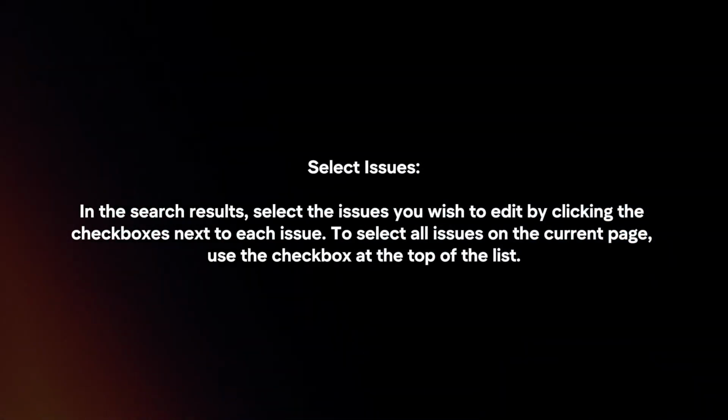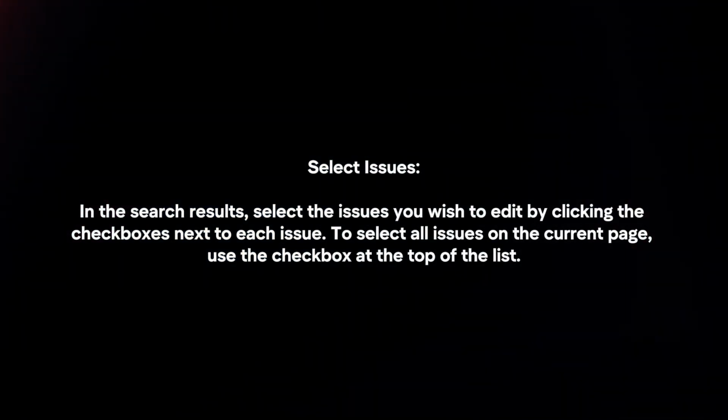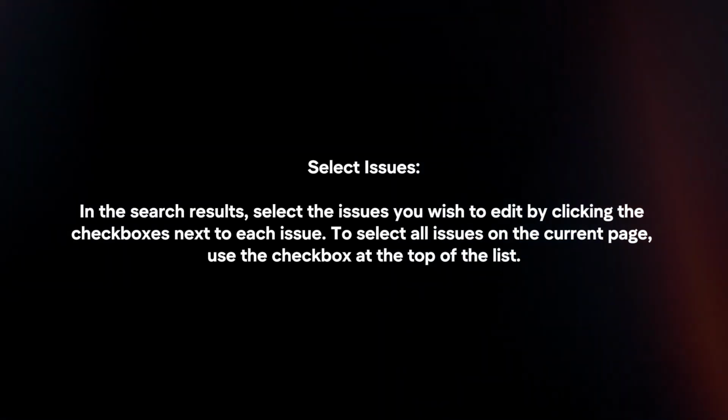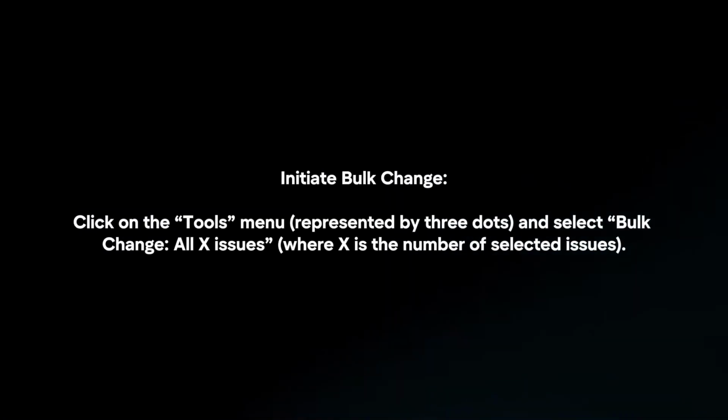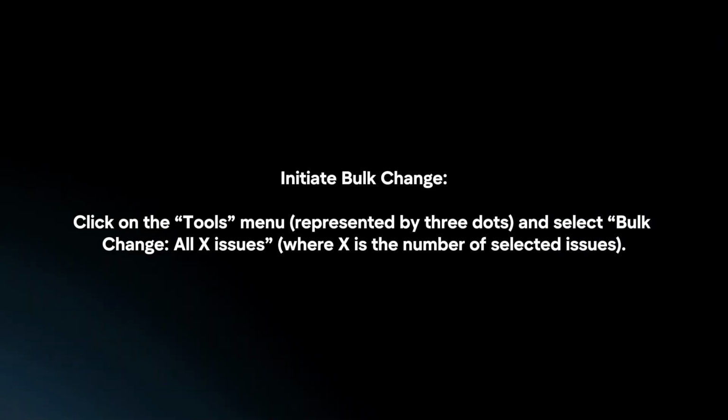Select issues. In the search results, select the issues you wish to edit by clicking the checkboxes next to each issue. To select all issues on the current page, use the checkbox at the top of the list. Initiate bulk change. Click on the Tools menu and select Bulk Change All Issues.